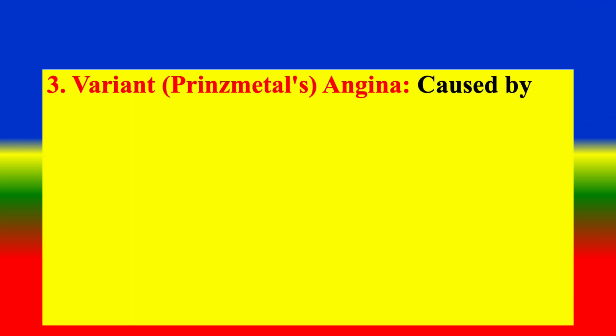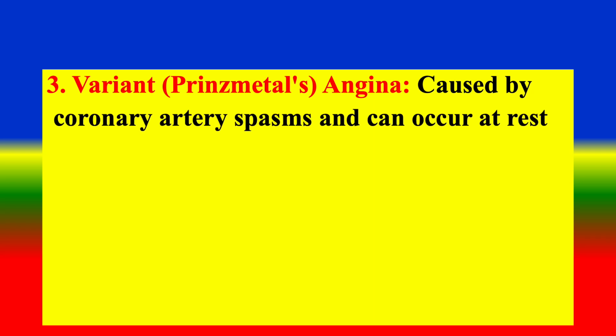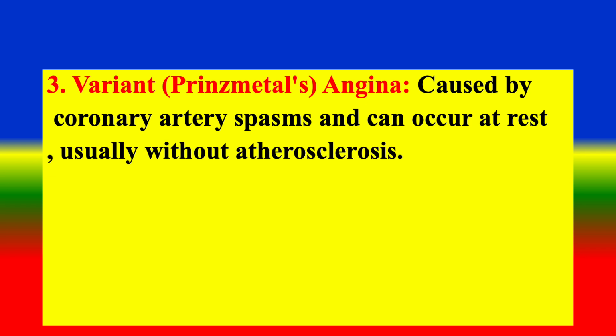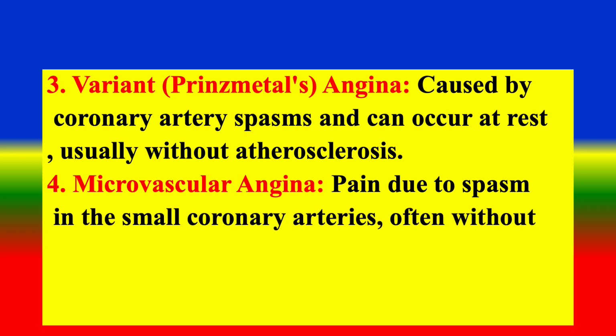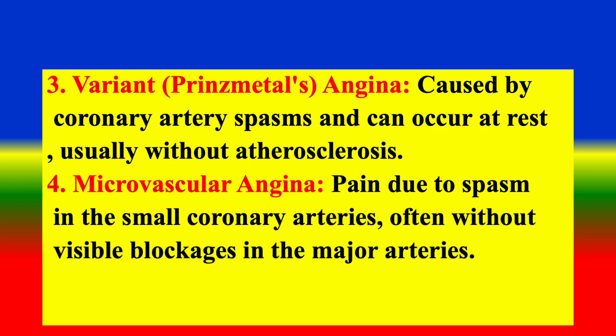3. Variant angina, caused by coronary artery spasm and can occur at rest, usually without atherosclerosis. 4. Microvascular angina, pain due to spasm in the small coronary arteries, often without visible blockages in the major arteries.